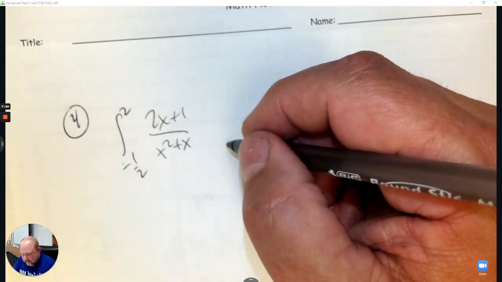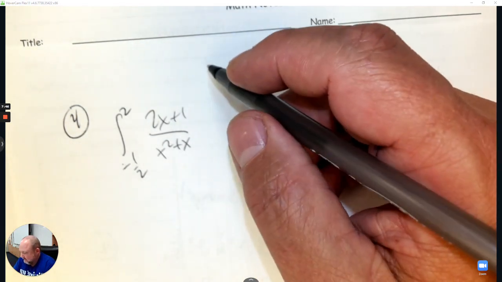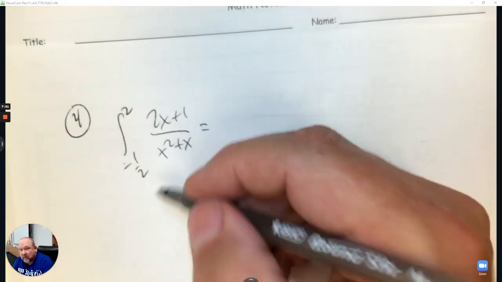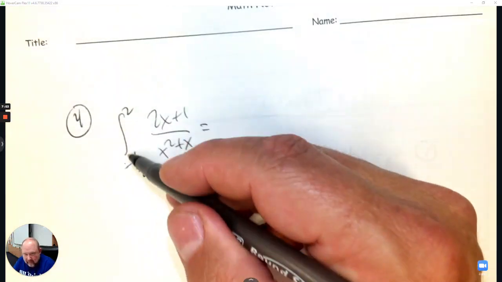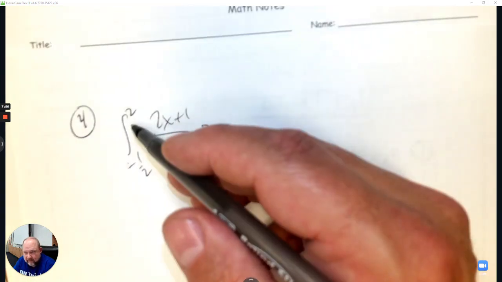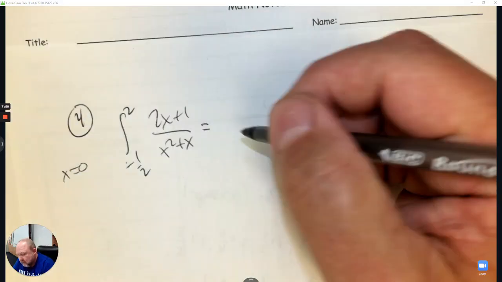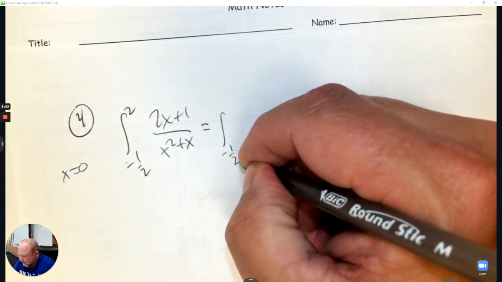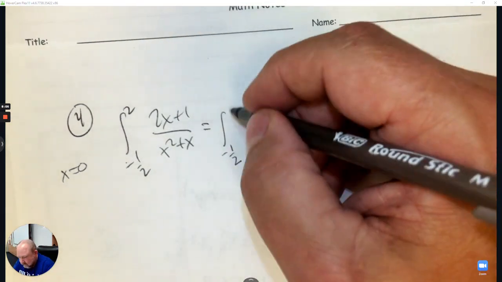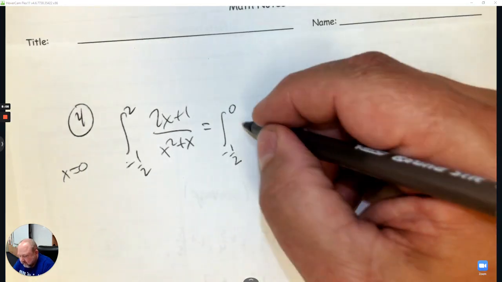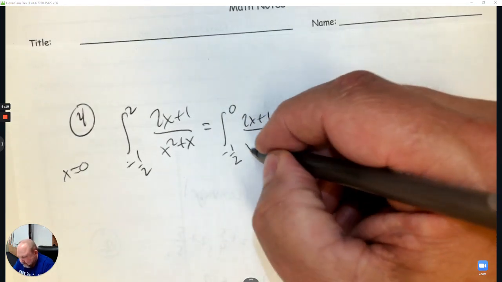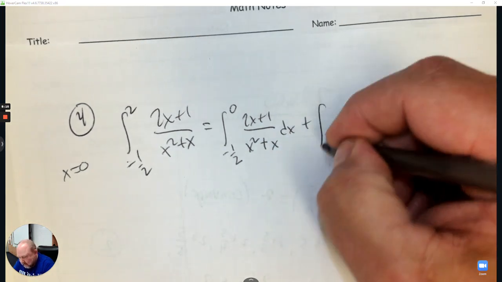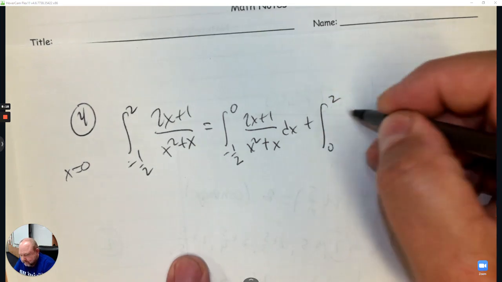So similar to part C, but the limits are a little different. So how would I set this up? So we said negative 1 and 0, right, for the last one. So negative 1 is no longer in this interval from negative 1/2 to 2. But 0 is. So we're going to set up an integration from negative 1/2 to 0. We'll do this in 2 steps. And then the second one would be from 0 to 2.